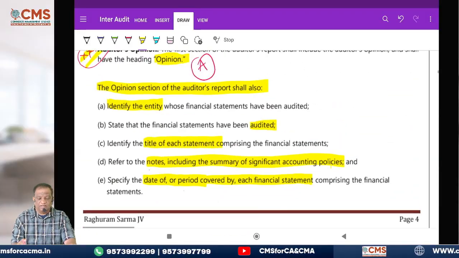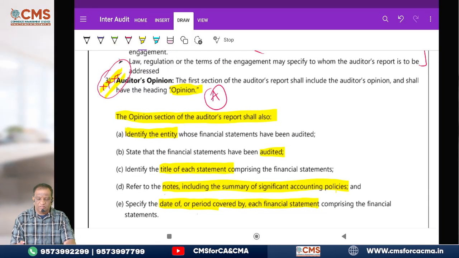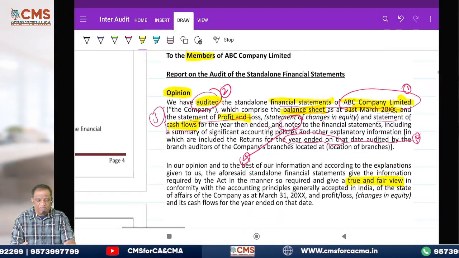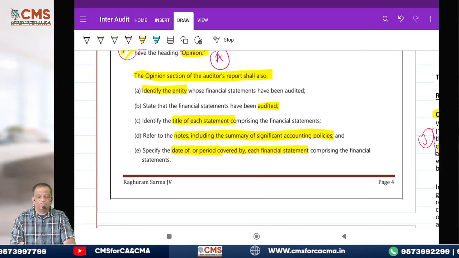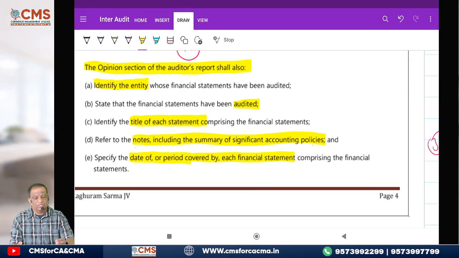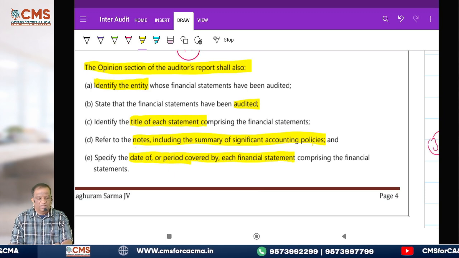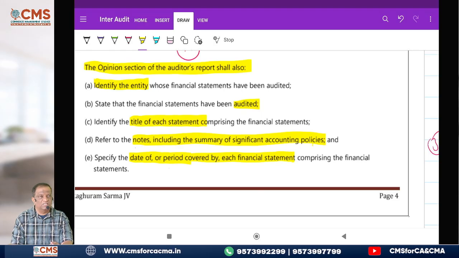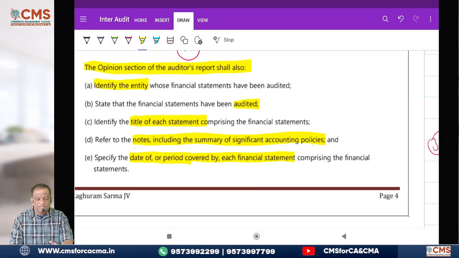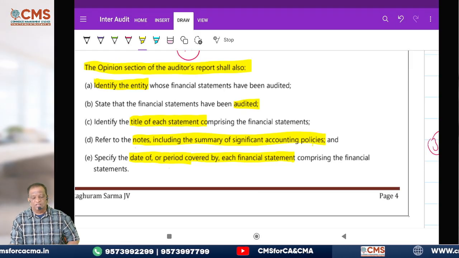If you look at opinion, in the opinion paragraph, what all should the auditor include here? In reality this is paragraph-type writing, but from an examination perspective, what are we including in the opinion paragraph? In the opinion section of this audit report, the auditor would first identify the entity, and he will mention the fact that the financial statements have been audited. Third, he will identify the title of each statement included, balance sheet, P&L account, or income and expenditure, whatever it is. And then refer to the notes, including the summary of significant accounting policies. And finally, the date and period covered by each financial statement.